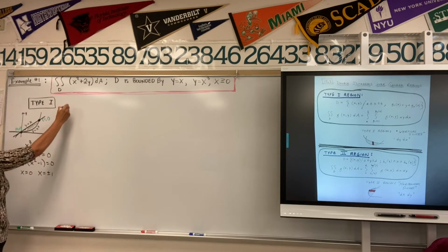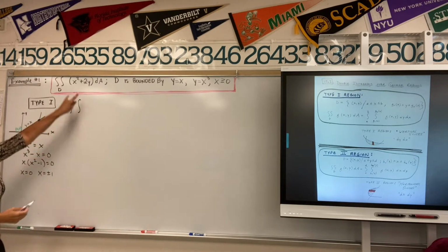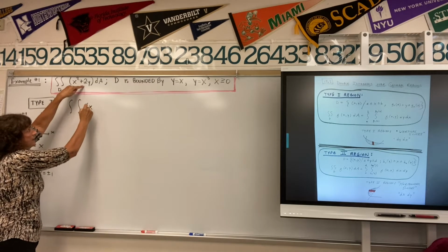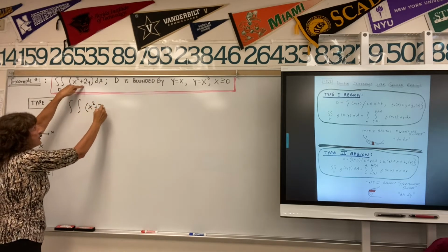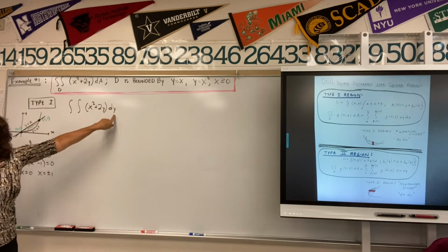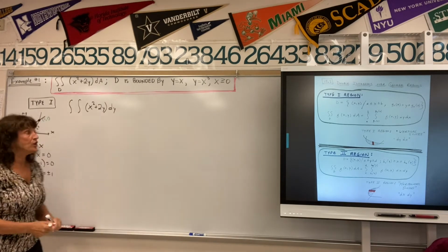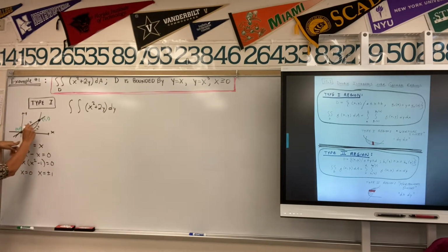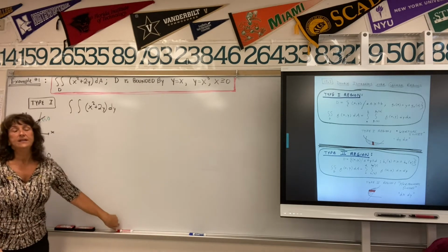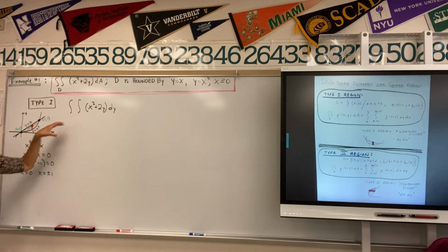So for type 1, we're going to set up a double integral. The integrand is x squared plus 2y. Remember, type 1, we want to integrate with respect to y first, so that means we're going to draw vertical slices. Drawing vertical slices, our inside bounds are going to need to be written as a function of x.